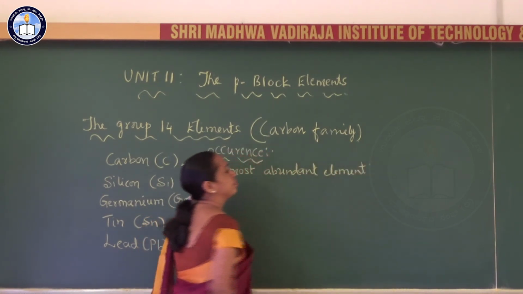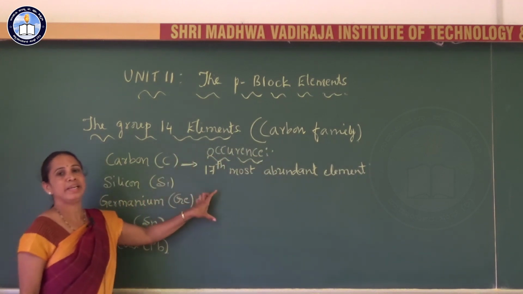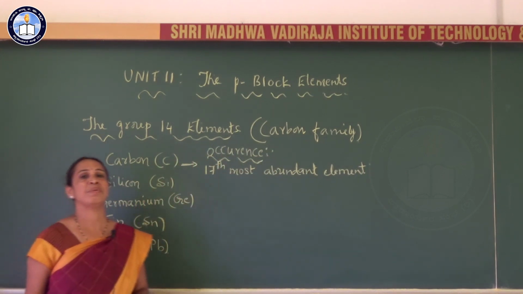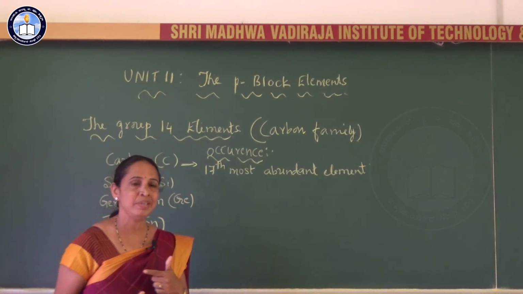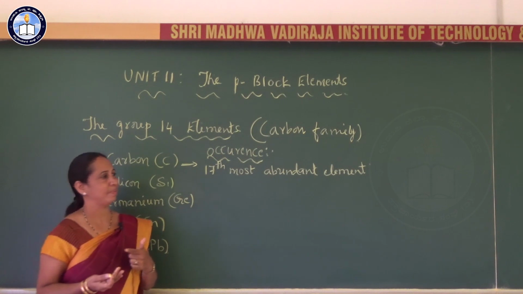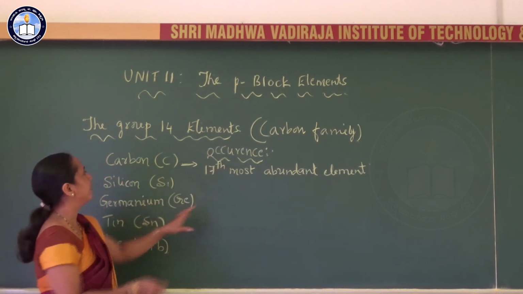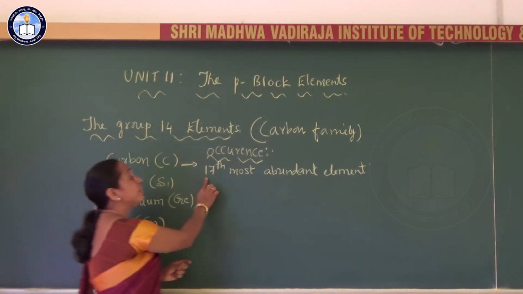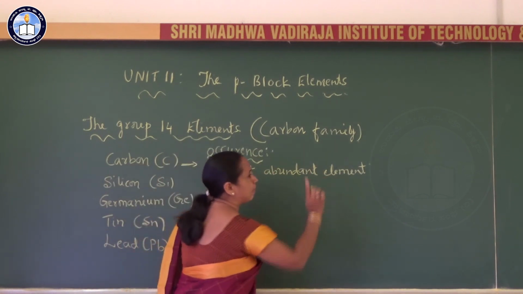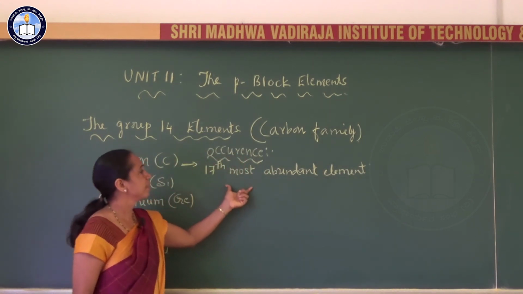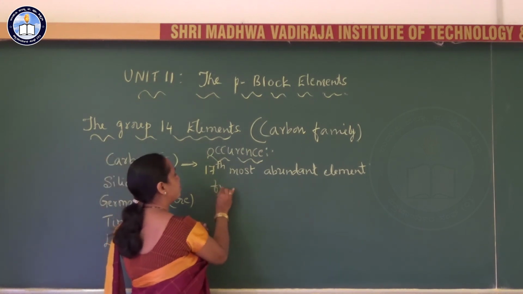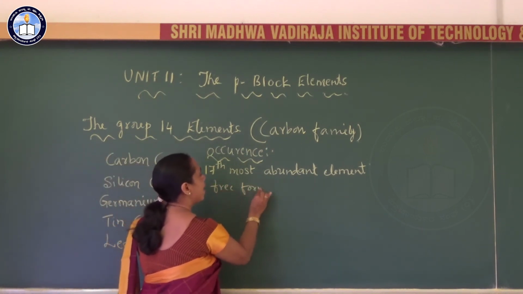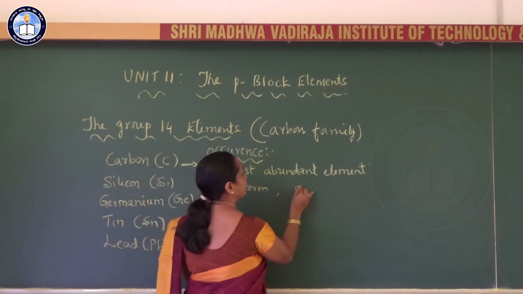Children, you know that the element present in the maximum percentage in our earth crust is oxygen, and after oxygen the next element is silicon. Listing like this, carbon is found to be the 17th most abundant element in our earth crust. And this carbon occurs in the free form as well as in the combined form.